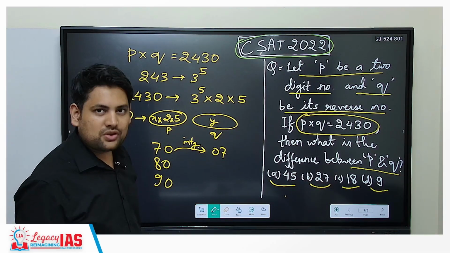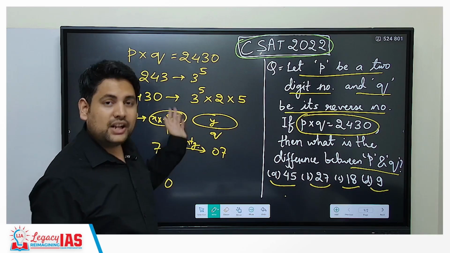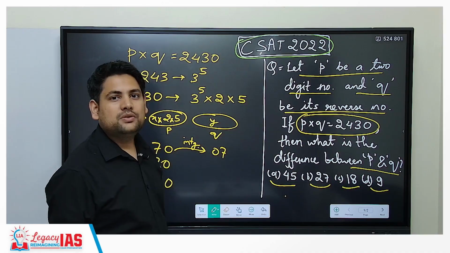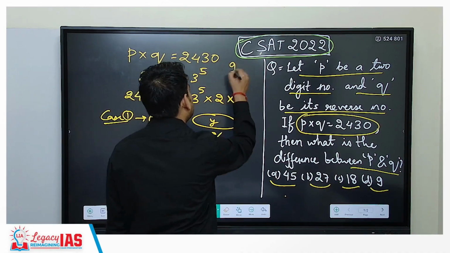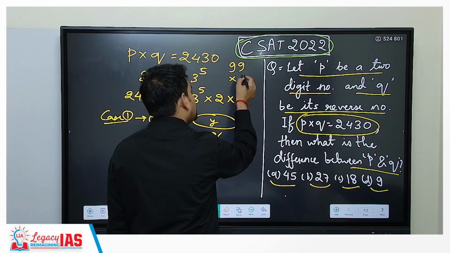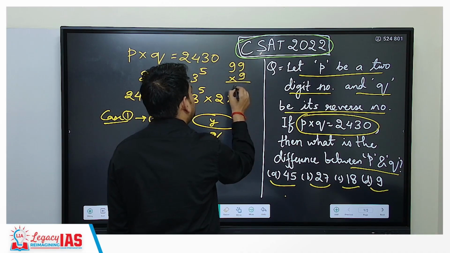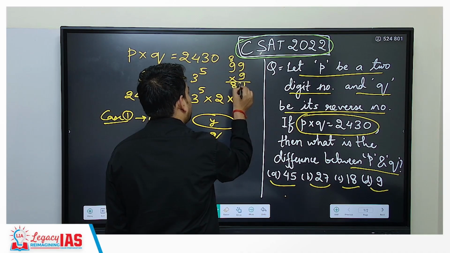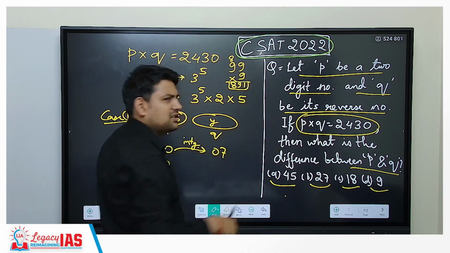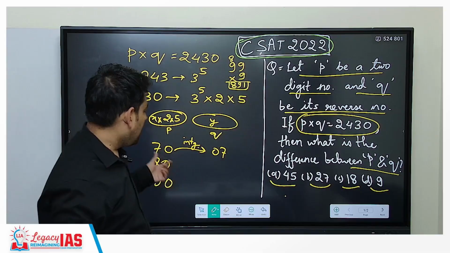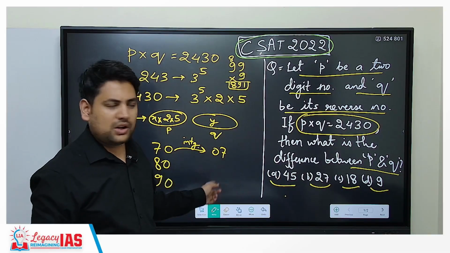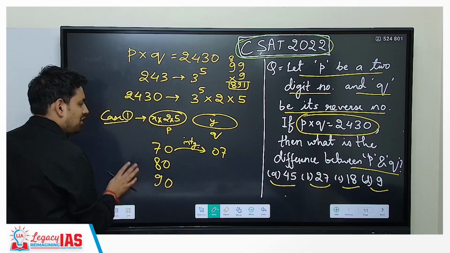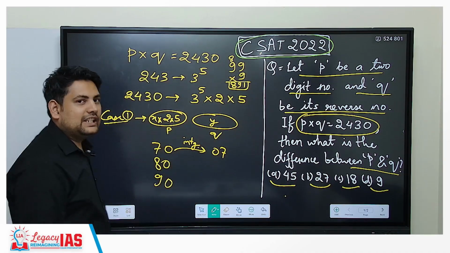Now we know that if I multiply a 2-digit number with a 1-digit number, I cannot get 2430. What is the biggest 2-digit number? 99. What is the biggest 1-digit number? 9. Even if you multiply them, what do you get? 9 times 99, that is 891. Still much less than 2430. So a 2-digit number and a 1-digit number on multiplication cannot give this 2430. That is why 2 and 5 cannot be together.